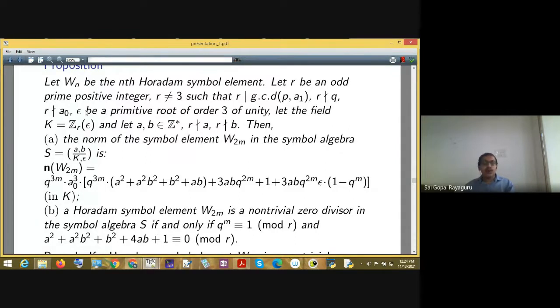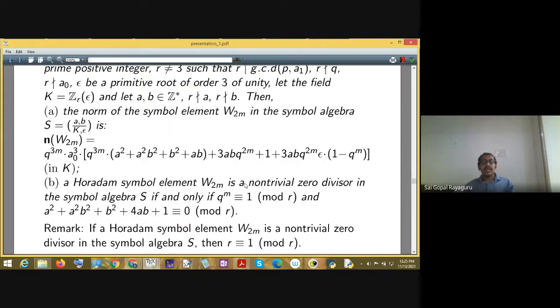So with all of these conditions, we can take that norm computation, and we can find that the even indexed Horadam symbol elements will have the norm like this: q raised to the power 3m multiplied with n naught cube, and inside the bracket this many terms with multiplication and certain additions. So the whole of this representation will give the reduced norm for the even indexed Horadam symbol elements. The index is 2m here. So the even indexed Horadam symbol element will have this norm.